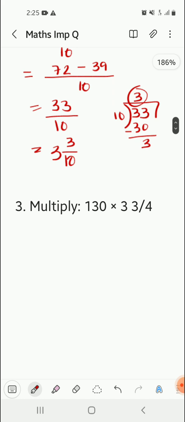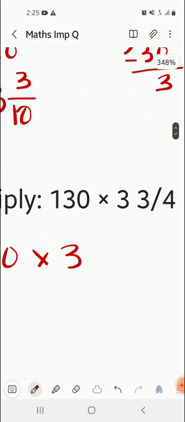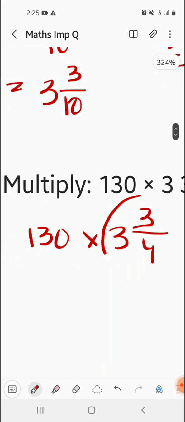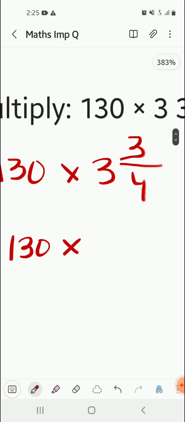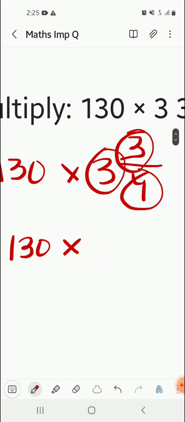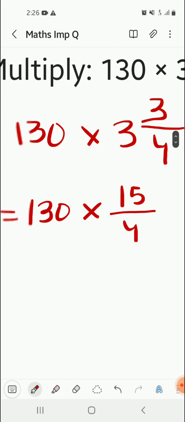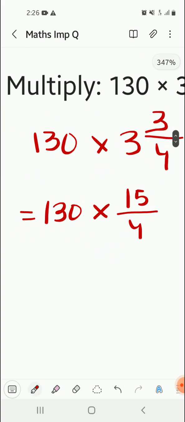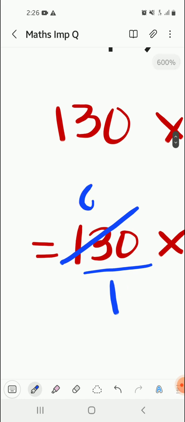Moving on to the next sum, multiply 130 into 3 3 by 4. First step, convert this mixed fraction into an improper fraction. So this is 4 into 3 is 12, plus 3, 15. So this becomes 15 by 4. 130 means 130 by 1. Always remember that. So in that case, 130 and 4, it is possible for us to divide. 4 would become 2 and 130 would become 65.